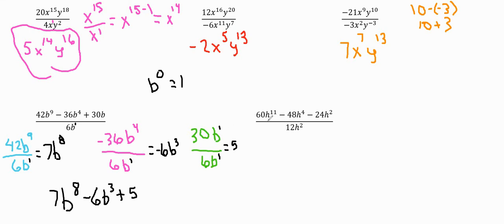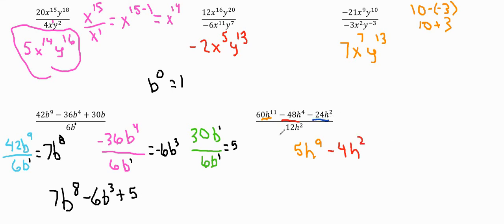And for the last one, I'm not going to break into fractions. 60 divided by 12 is 5. And h to the 11th divided by h squared is h to the 9th. Subtract the exponents. 11 minus 2 is 9. A negative 48 divided by 12 is negative 4. H to the 4th divided by h squared, 4 minus 2 is 2.